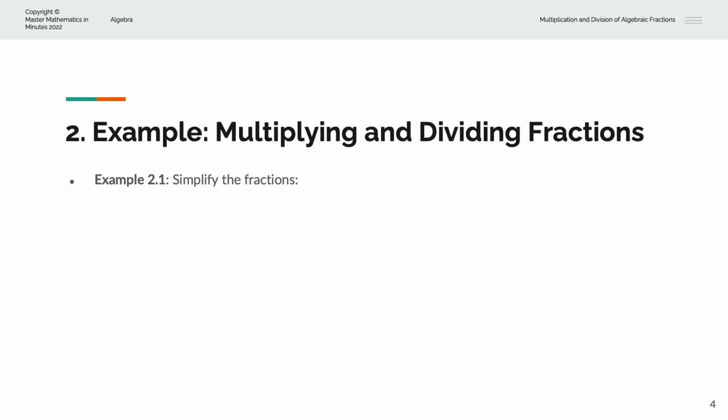In the first example, we're asked to simplify the fractions a over 2 multiplied by 5b over 6. To do that, we can multiply the numerators. So that becomes a multiplied by 5b, and that simplifies to 5ab. Similarly, we'll multiply the denominators, and that becomes 2 multiplied by 6, and that simplifies to 12.